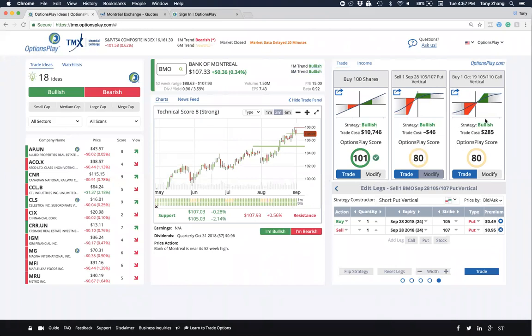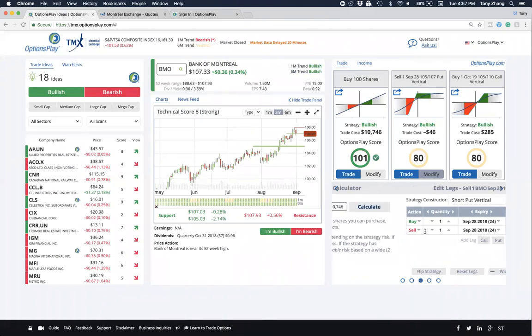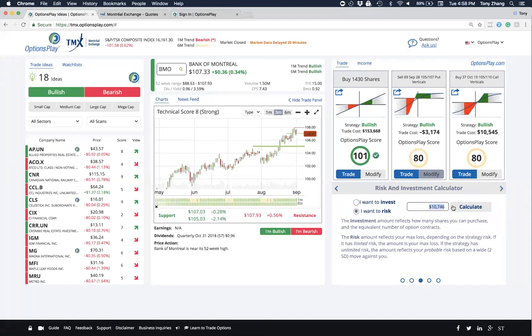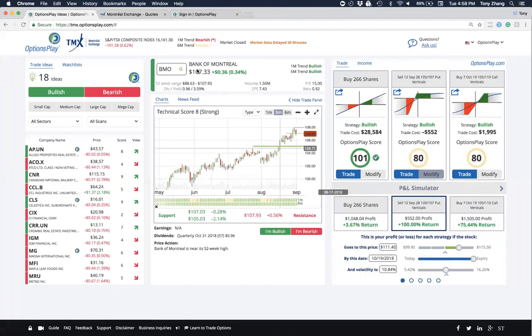So let's take a look at trading a debit versus a credit spread. Again, I'm going to risk roughly the same amount of money. Let's say I'm willing to risk $2,000 on the trade, so I can sell 12 contracts of the credit spread or buy 7 contracts of the debit spread. So BMO is trading at 107.33 right now.